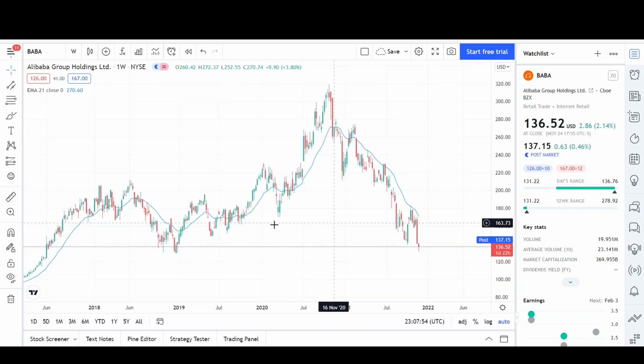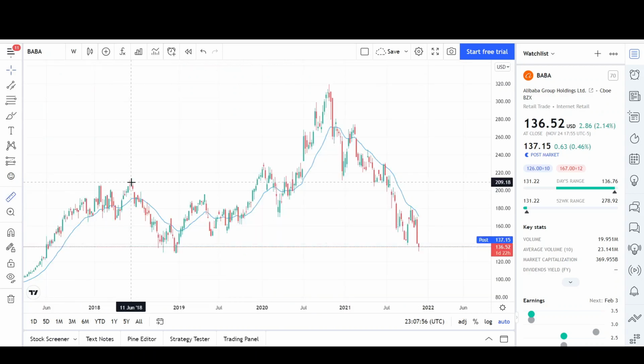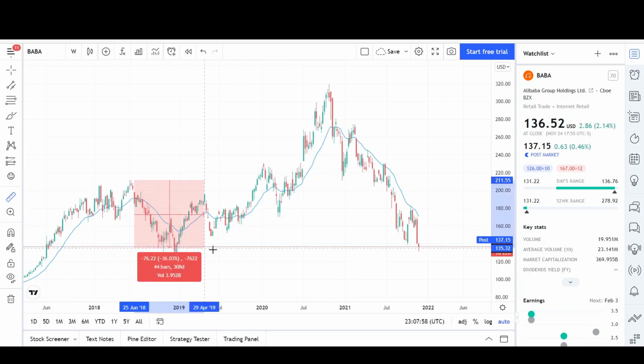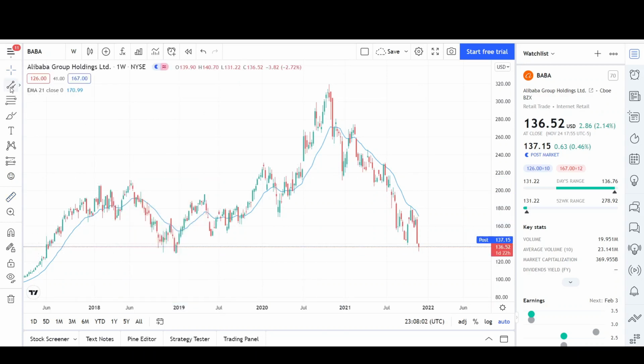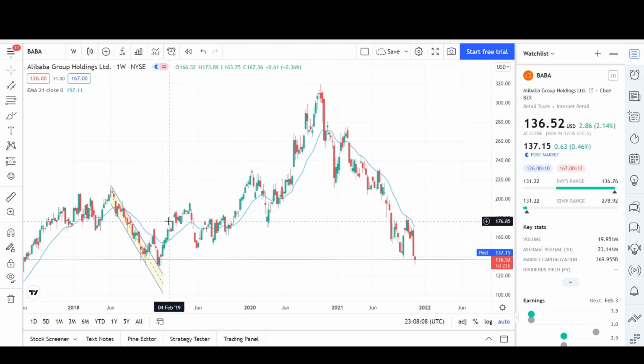So here's the weekly chart for BABA, and as you can see here, back in 2018 there was a bear market and there was about a 40% drop. And how did the bear market end? There was a break outside of the channel and a move to a new low. As you can see here, this was the channel in play for that bear market.